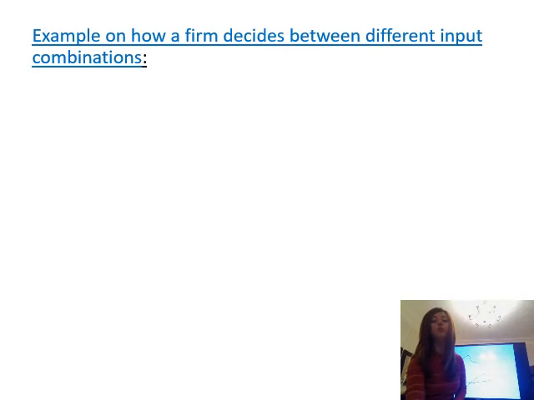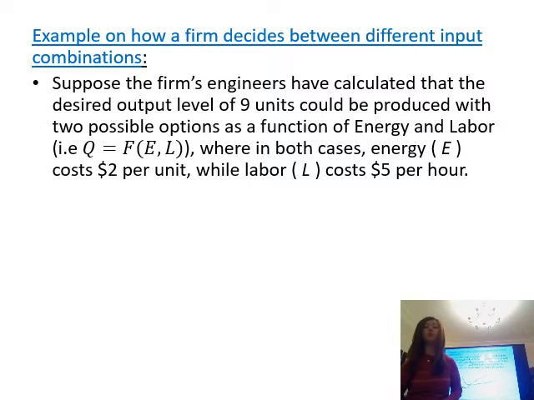So how will the firm minimize the cost of production? How will it decide between different input combinations? Suppose, for example, that the firm's engineers have calculated the desired output level of 9 units to be produced with two possible options. It is a function of energy and labor. So energy and labor are the two inputs used in the production process.